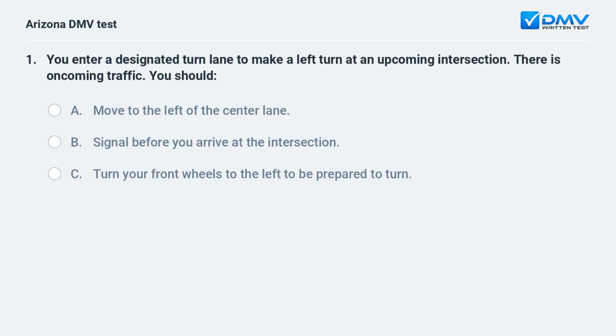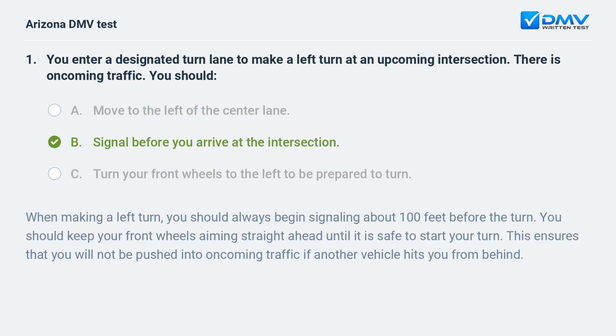You enter a designated turn lane to make a left turn at an upcoming intersection. There is oncoming traffic. You should A. Move to the left of the center lane. B. Signal before you arrive at the intersection. C. Turn your front wheels to the left to be prepared to turn.